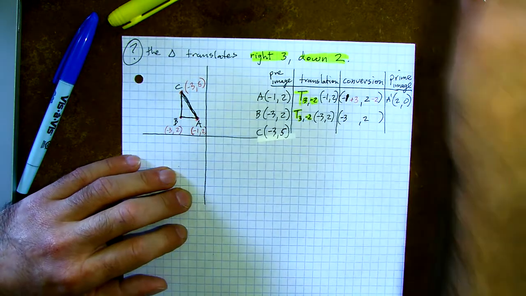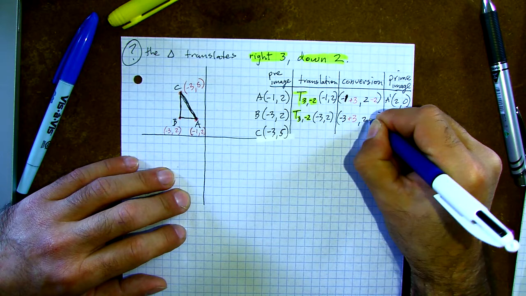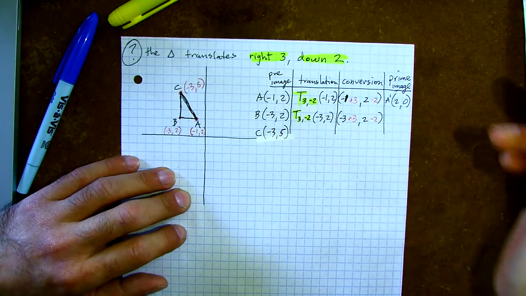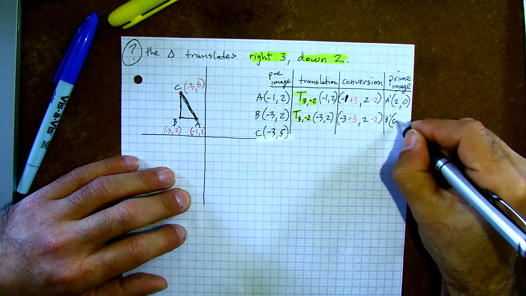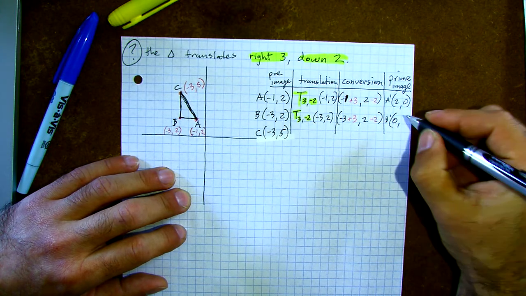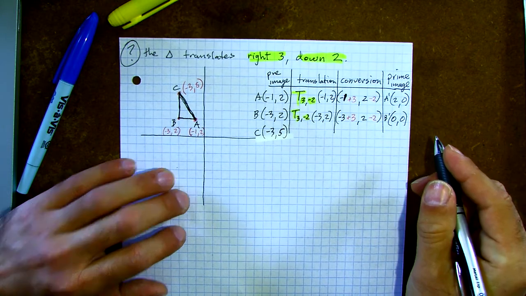Okay, so let's go ahead and do the translation. Plus 3, minus 2. Where does this end up? B prime is where? It's at the origin. Negative 3 plus 3 is 0. 2 minus 2 is 0. B prime is at the origin.